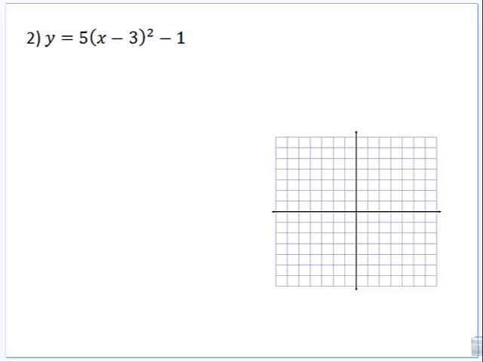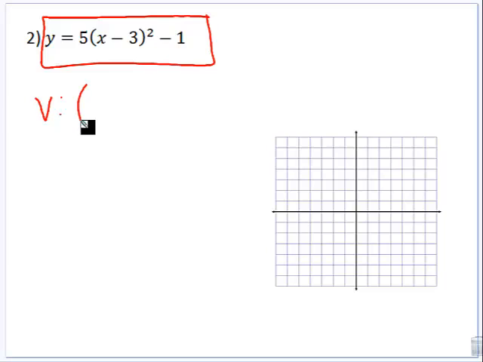So y equals 5, and then in parentheses, x minus 3 squared, minus 1. So first thing, we need to decide if this is in vertex form or not. It is already. So there's nothing we have to do to it. Based off of this, now we want to state what our vertex should be. Here's our general form, y equals a, x minus h squared plus k. So what's my h, k? Yeah, 3, negative 1.